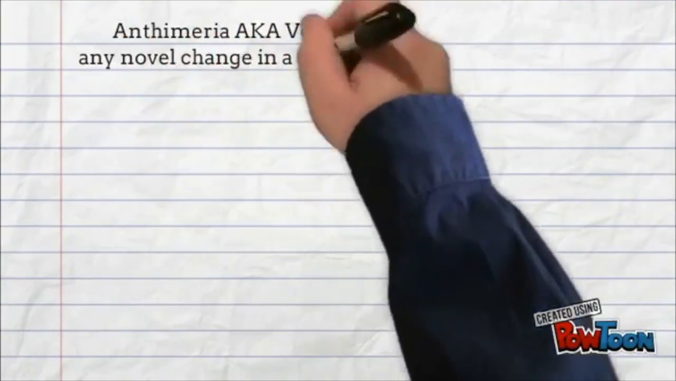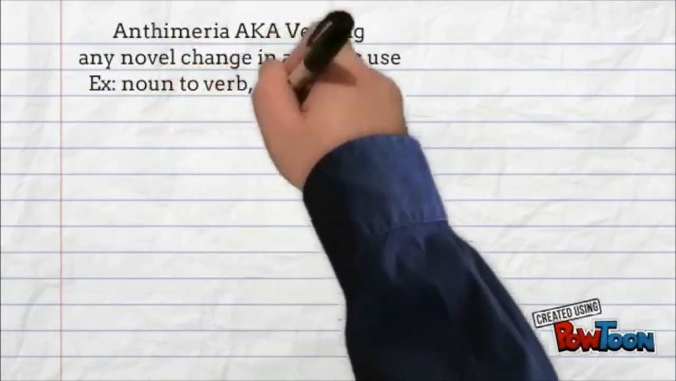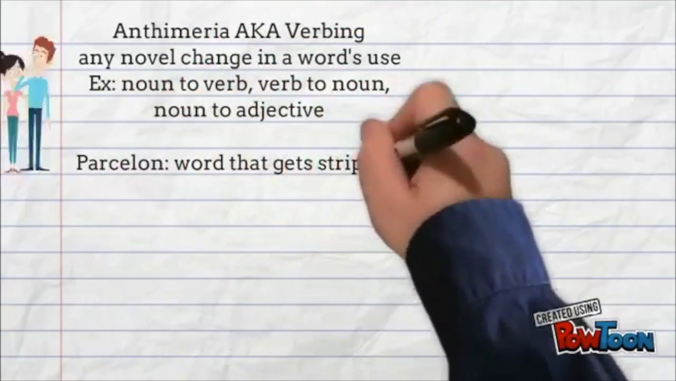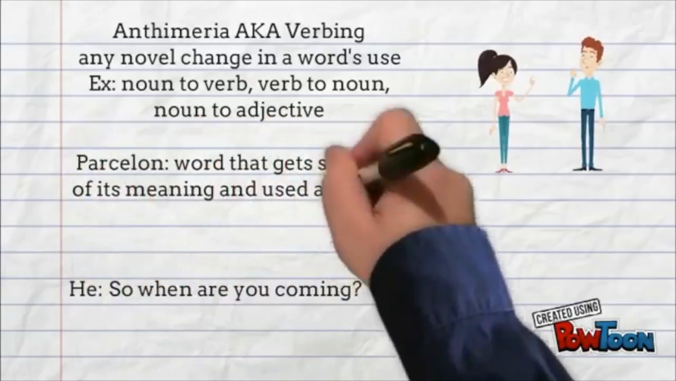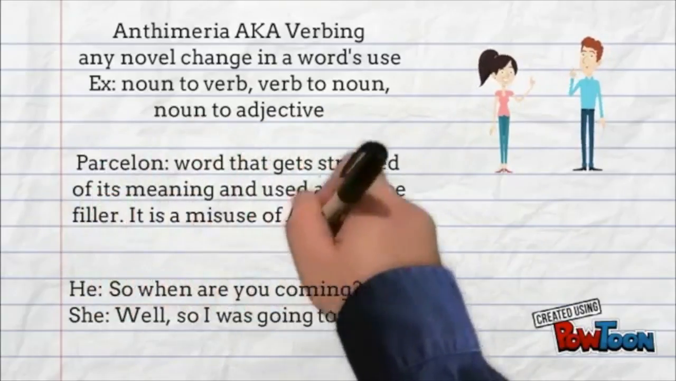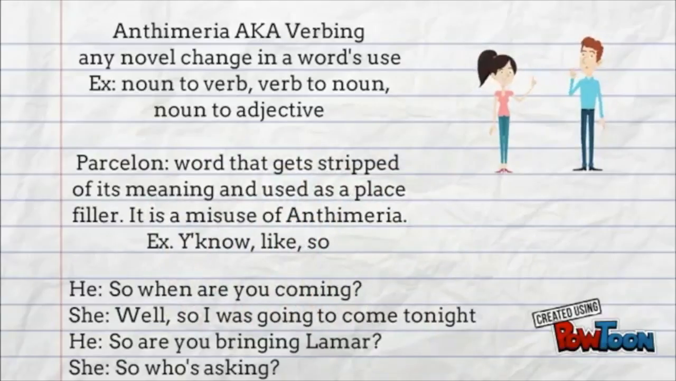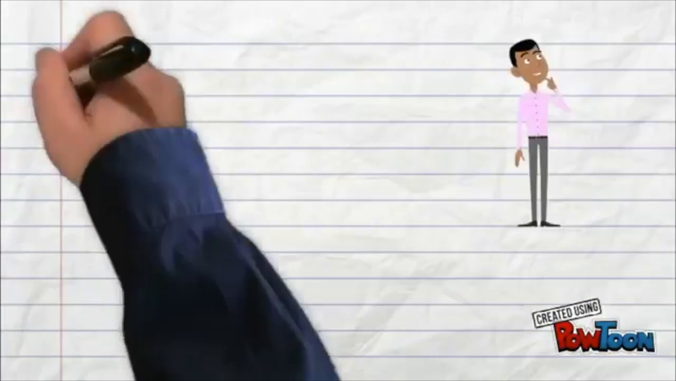Anthimeria, aka verbing: any novel change in a word's use, such as noun to verb, verb to noun, or noun to adjective. Parcelon: a word that gets stripped of its meaning and used as a place filler. It is a misuse of anthimeria. Example: you know, like, so.